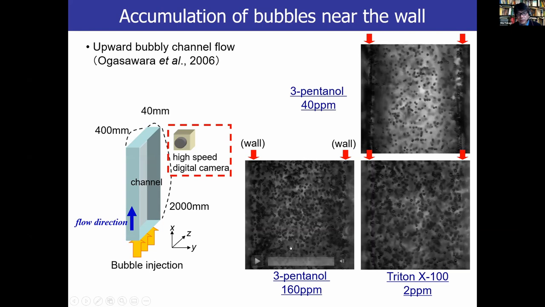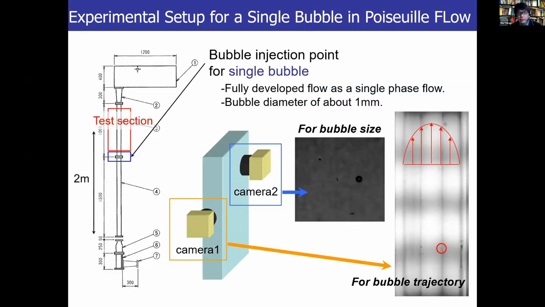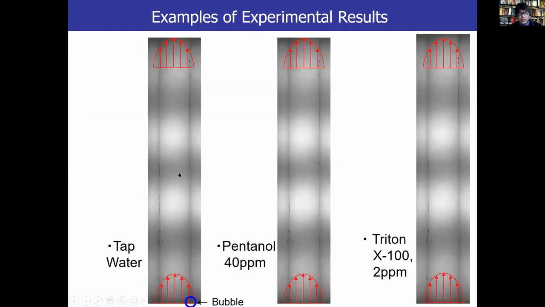By looking at the trajectory of one bubble in the Poiseuille flow, we can check it. Just releasing the bubble in the shear flow, we can check the trajectory. I just skipped the movie. Looking at the trajectory for tap water, you might see small bubbles bouncing on the wall. For the slightly contaminated one, the bubble moves along the wall, and for the Triton X100, they don't have the lift force and they don't migrate.